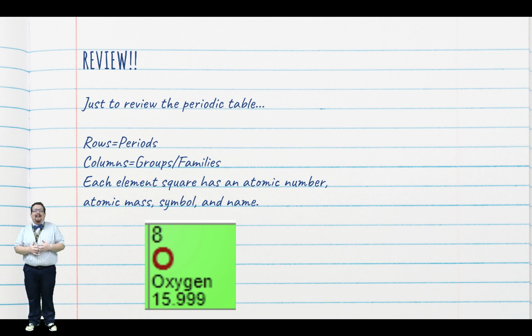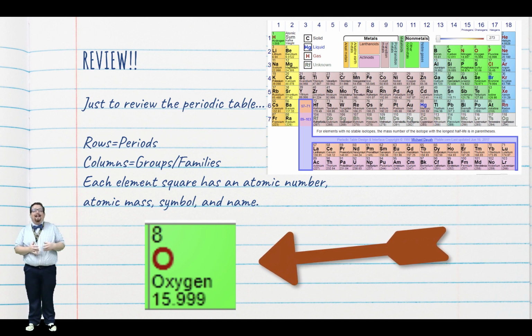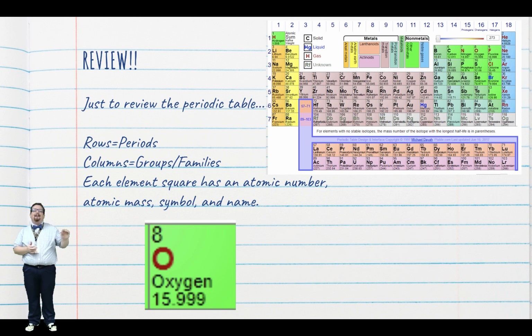Before we hit the next segment of the notes, let's review some basics of the periodic table. Our horizontal rows are called periods. The vertical columns are called groups or families. Each element square contains an atomic number, an atomic mass, a chemical symbol, and the element's name.